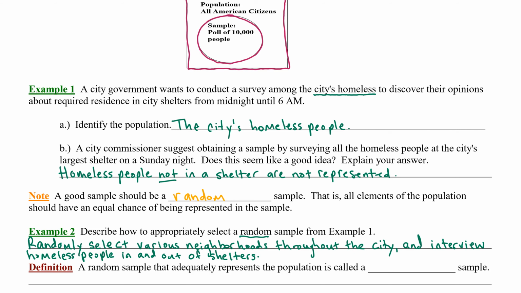But we want to make sure that our sample adequately represents the entire city and adequately represents the people that are favorable to shelters and those that are opposed to such a law. So a sample should be random, but a random sample that adequately represents the population is called a representative sample. A random and representative sample builds the foundation for accurate conclusions about the population.